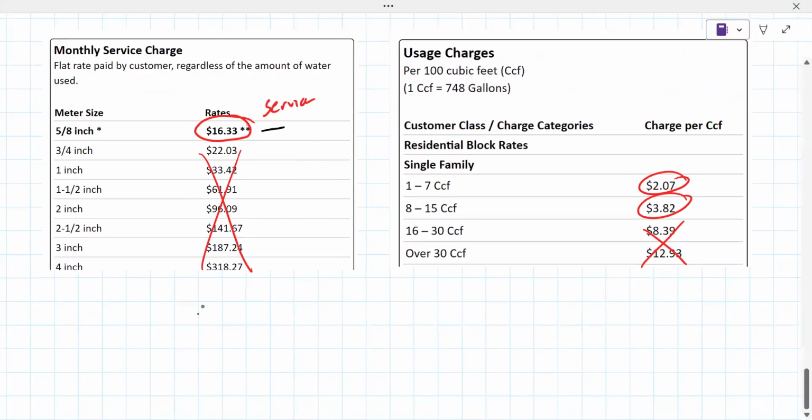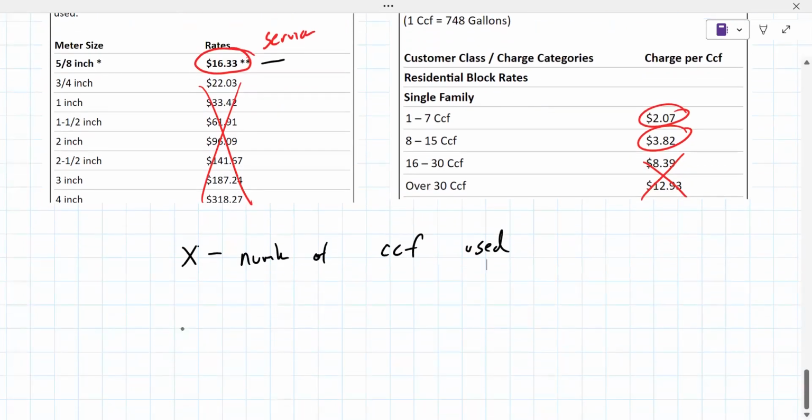So the first variable X is the number of CCF used, cubic feet of water, which is 748 gallons. I mean, that's like flushing your toilet 748 times. I don't even know how much water I use or anyone uses, but probably more than we think. So the function, C of X, is the total cost to the customer, total cost per month.